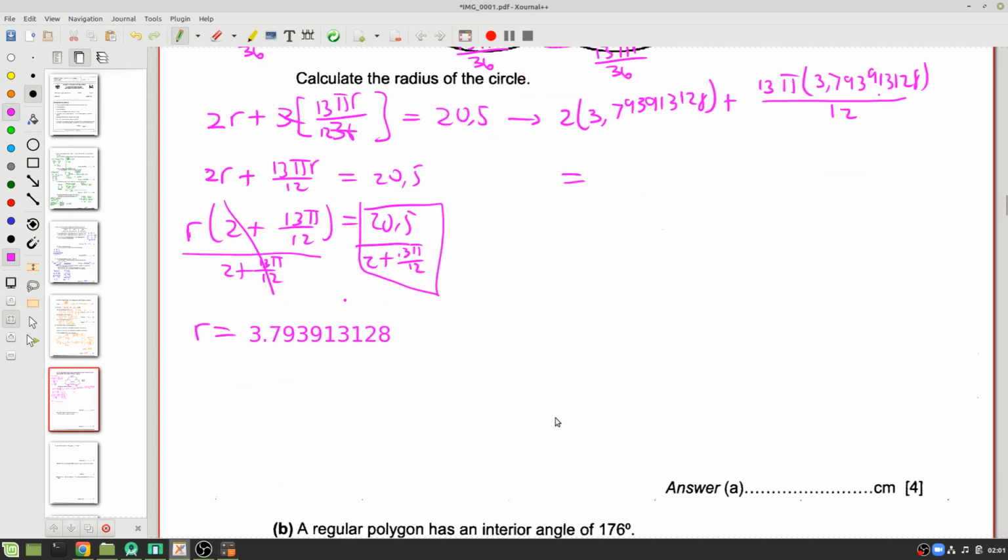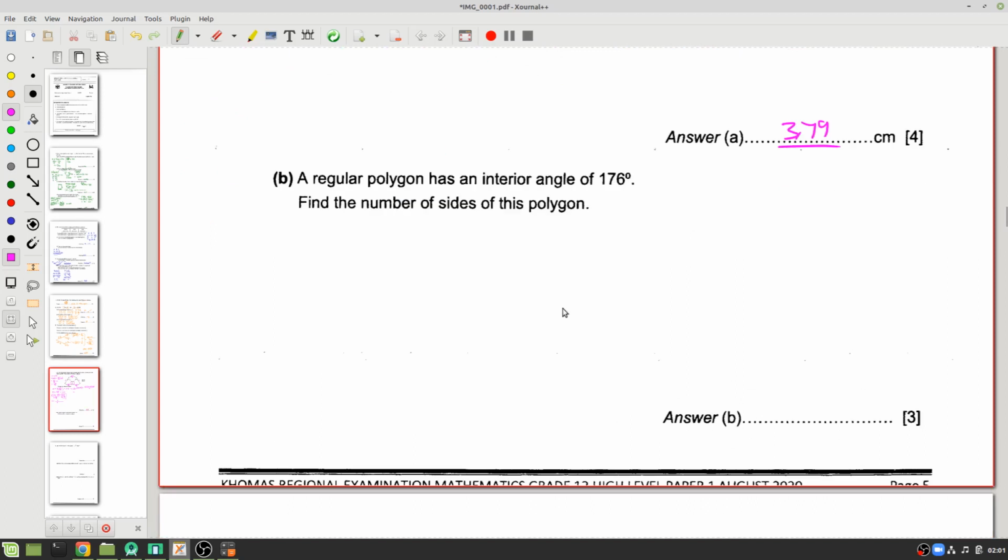So now we just have to round that off to 3 significant figures. So that's to this spot here. The 3 will make that remain a 9. So it'll be 3.79 centimeters. Fantastic. Okay, a regular polygon has an interior angle of 176 degrees.